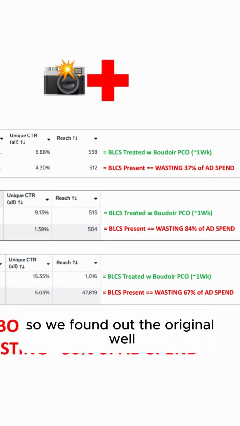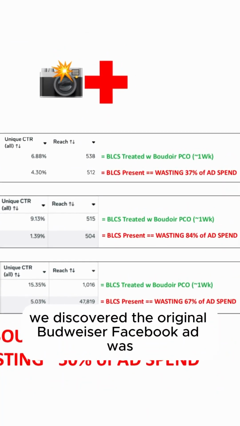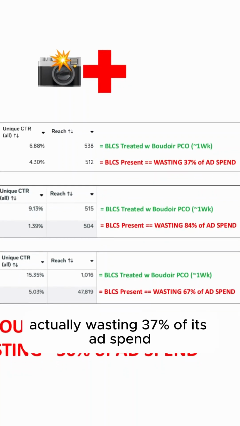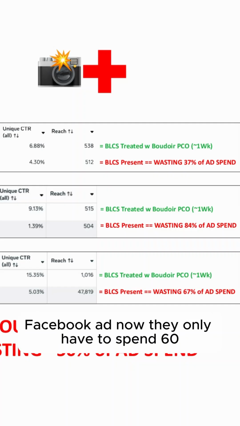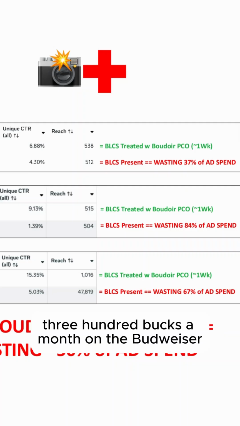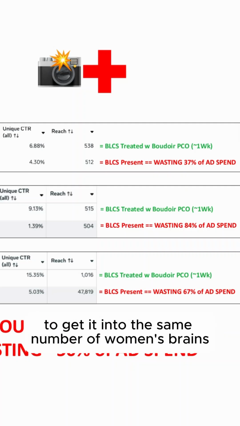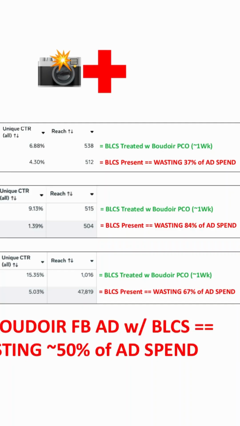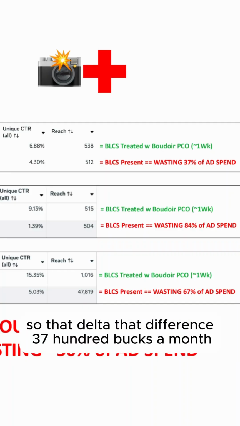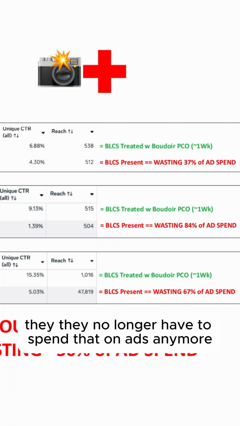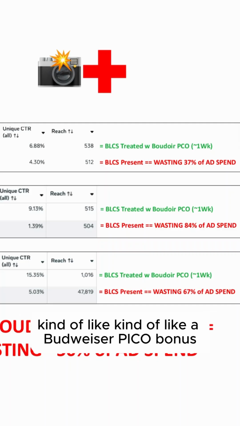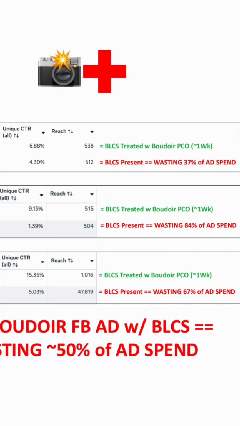So we discovered the original Boudoir Facebook ad was actually wasting 37% of its ad spend of what it could have been achieving. So that means that they were spending 10 grand a month on the original Boudoir Facebook ad. Now they only have to spend $6,300 a month on the Boudoir Pico treated ad to get it into the same number of women's brains. So that delta, that difference, $3,700 a month, they can just pocket as a phantom bonus. They no longer have to spend that on ads anymore, kind of like a Boudoir Pico bonus.